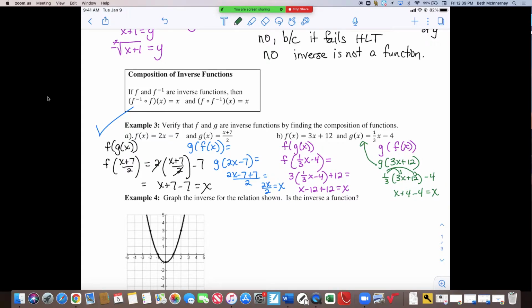All right, so this is what was new. It's called the composition of inverse functions. And it says, if f and g are inverses, then both directions of the composition, f of g of x and g of f of x, have to equal x. That's the new layer today. Everything else we do reviews yesterday and this, okay? Questions on example 3?